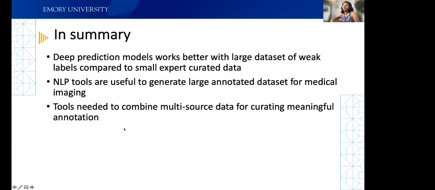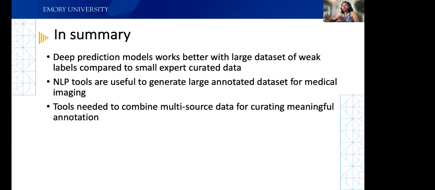And in summary, before I conclude my talk, I just wanted to mention 3 important points. The deep learning model, the deep prediction model, works always better with a large data set, even with a weak level compared to the small expert curated data. And NLP tools are very powerful to generate such large annotated data set for medical imaging.